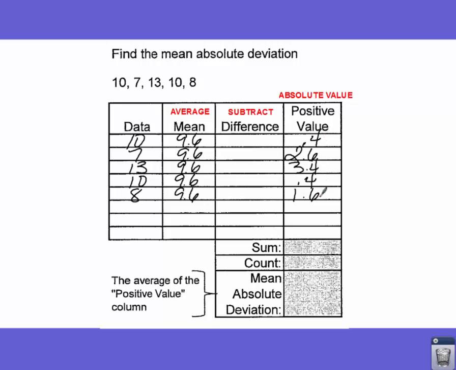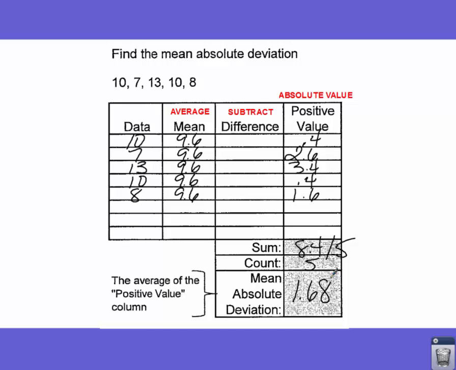Third step, we have to find the average of our differences, or average of our distances away from the mean. So when we add all this together, we end up with 8.4. If I divide that by 5, because that is how many data points we have, that's what the count stands for, our mean absolute deviation in this particular instance is 1.68.